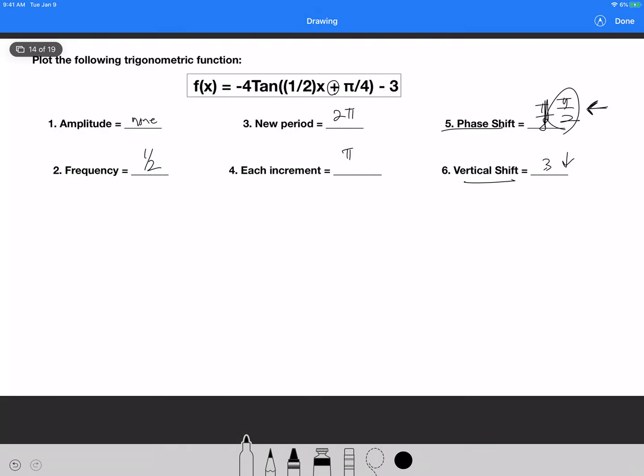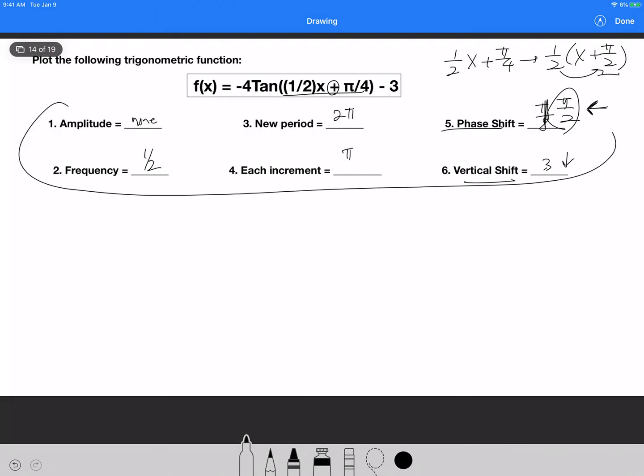The reason how I get pi over 2 is because when you take a look at this, it should become 1/2 x plus pi over 4. So when I factor out the 1/2, it should be pi over 2, because once I distribute the 1/2 to pi over 2, I get pi over 4. So these 6 components should be the correct answer for this question.